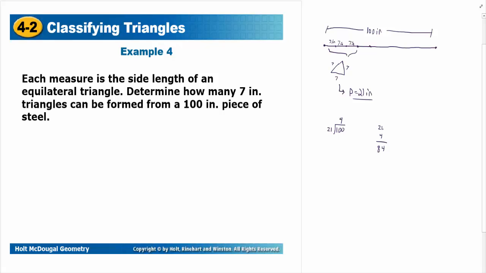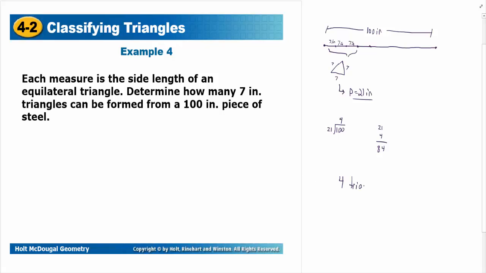So you look at this and say, okay, if I took out 4 sections of 21 inches, I would still have some length left. How much do I have left? Well, that'd be 16 inches. That's not enough to form a 7 by 7 by 7 equilateral triangle. So there is going to be some steel left over. It is what it is. So in this case, the question says to measure the side length of the equilateral triangle and determine how many 7-inch triangles can be formed from the 100-inch piece of steel. So this would be 4 triangles.